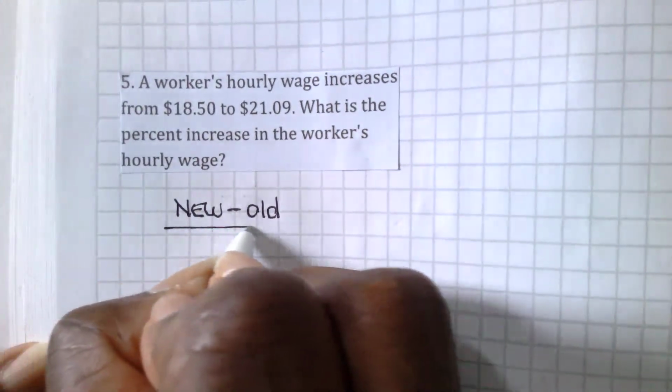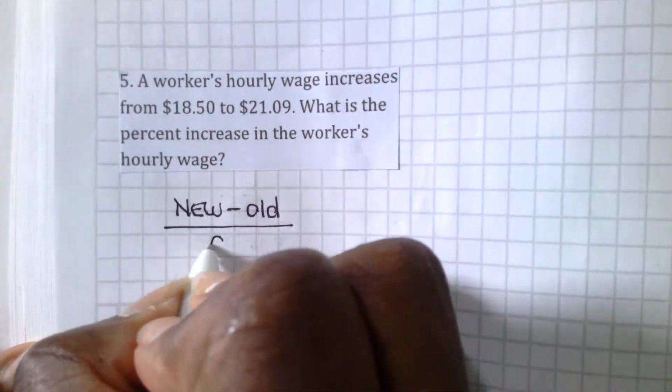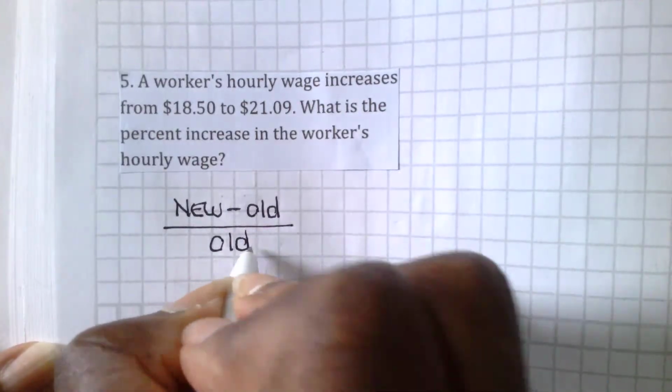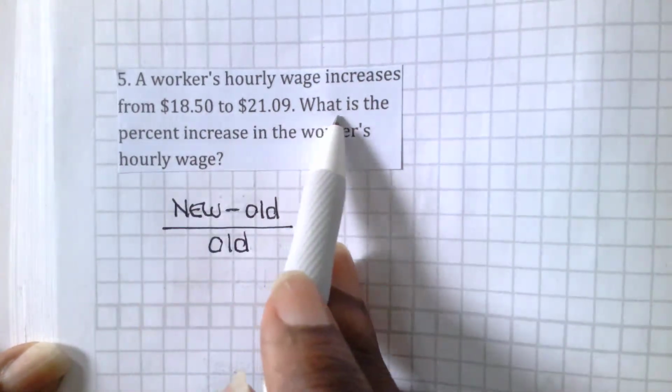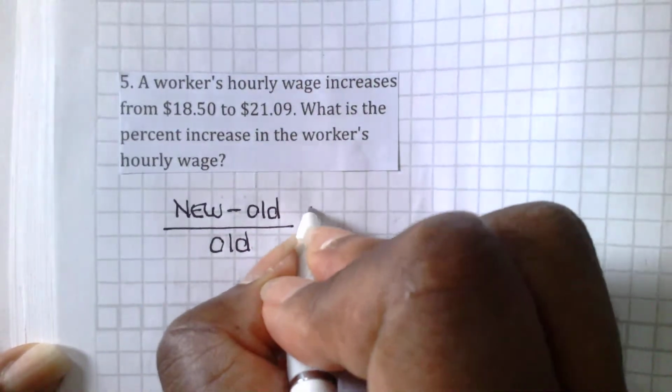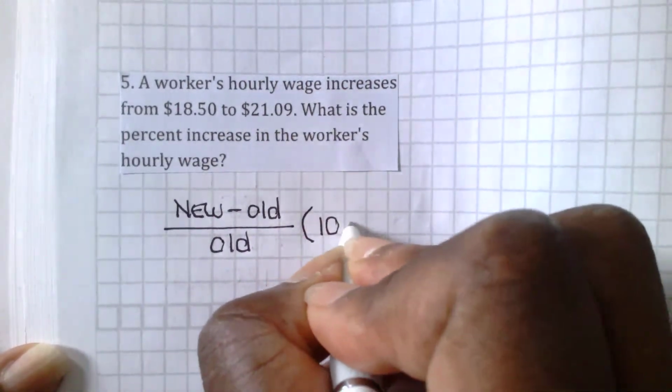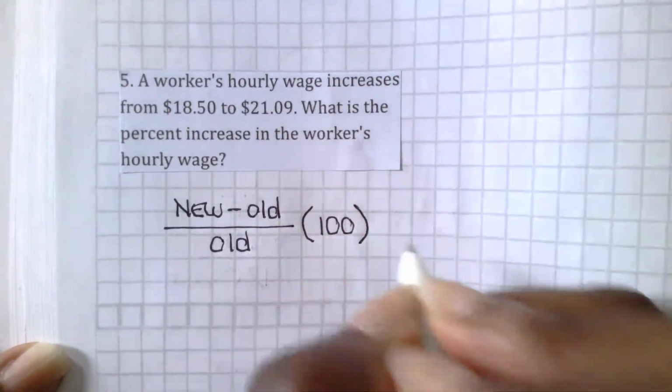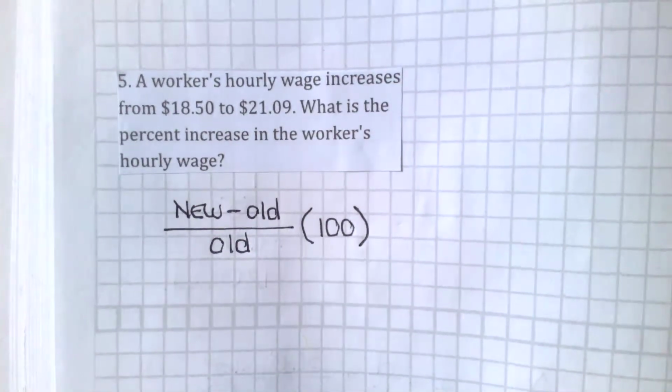Okay, and I'm talking about the values. Divide that by your old. And since we want to know what is the percent increase, that's why we're multiplying it by 100, because we're going to change that decimal into a percent.